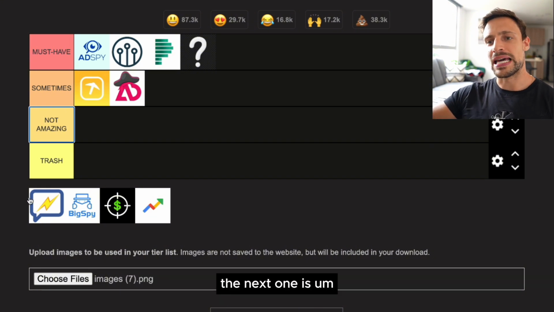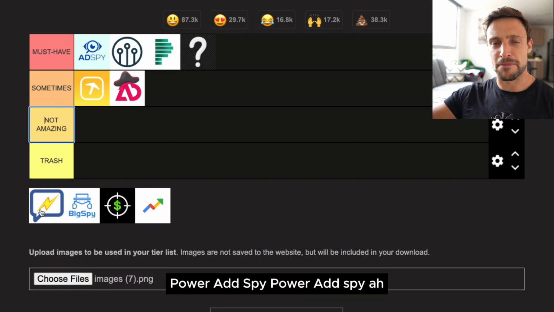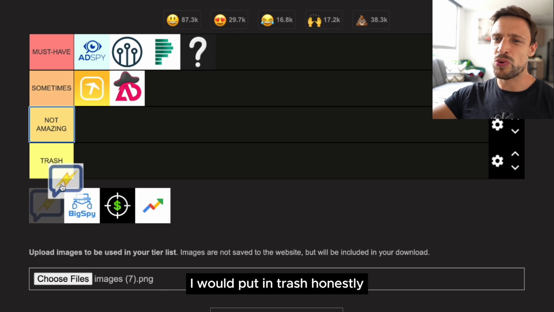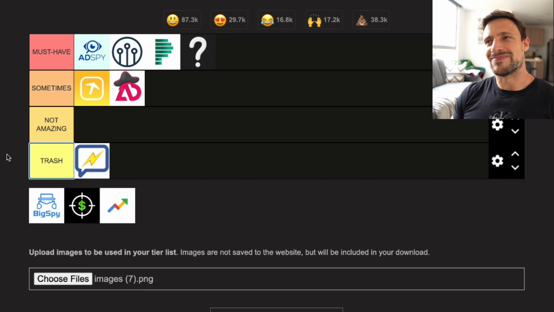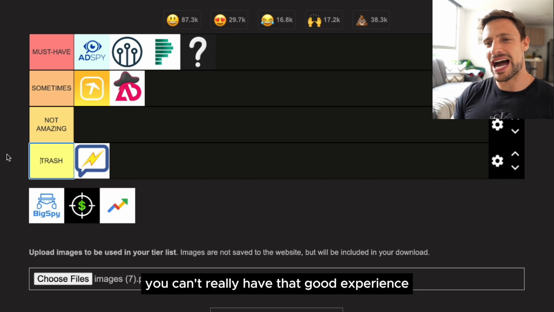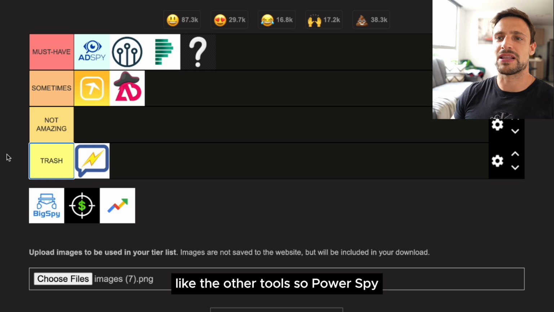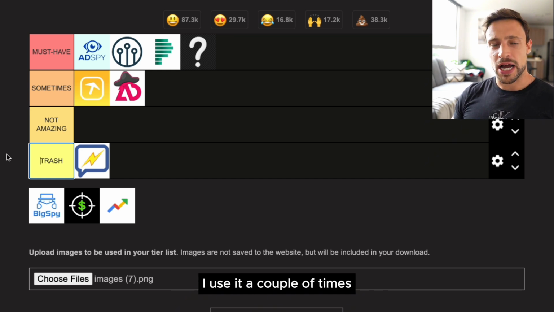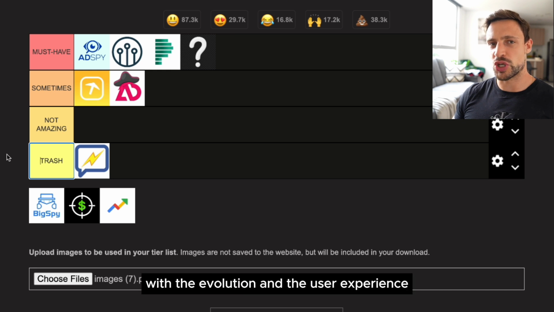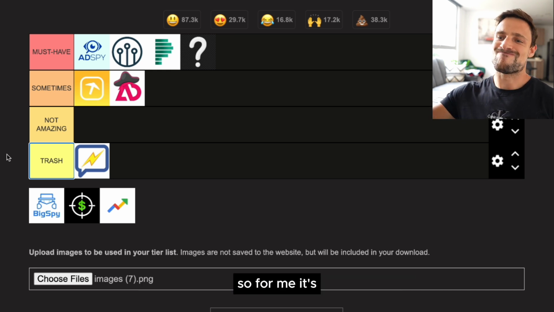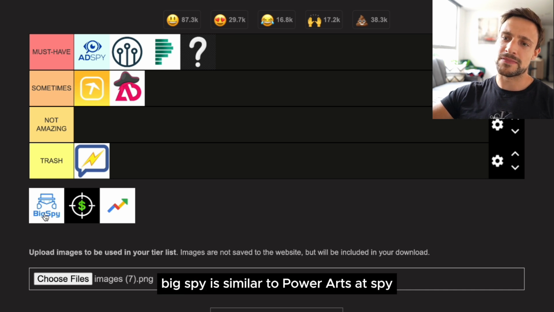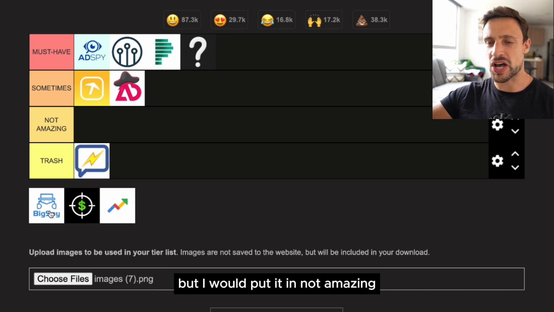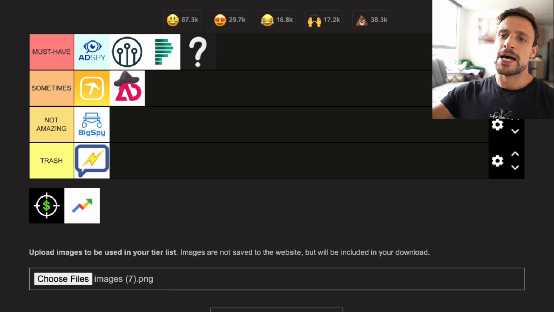The next one is PowerAdSpy. PowerAdSpy I would put in trash, honestly, because it's expensive for what it is, and you can't really have that good an experience like the other tools. So PowerAdSpy, I used it a couple of times. Not happy with the evolution and the user experience. So for me, I don't recommend it.